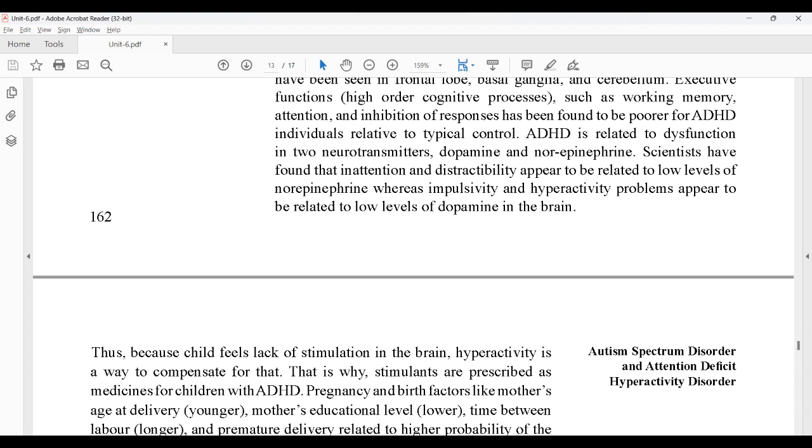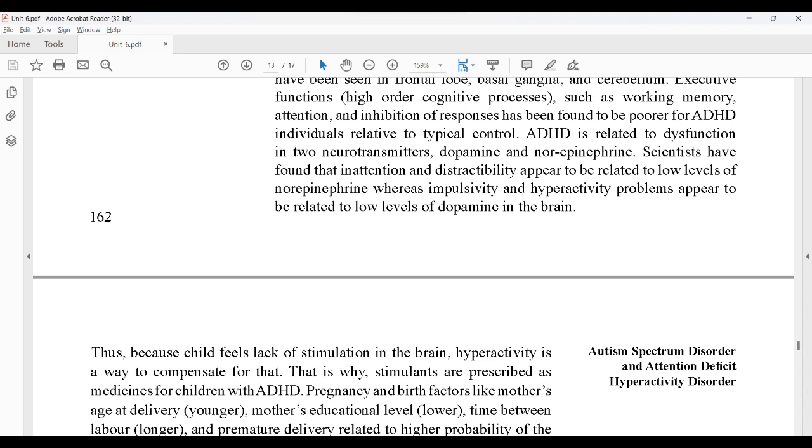ADHD is related to dysfunction in two neurotransmitters, dopamine and norepinephrine. Scientists have found that inattention and distractibility appear to be related to low levels of norepinephrine, whereas impulsivity and hyperactivity problems appear to be related to low levels of dopamine in the brain. Thus, because the child feels a lack of stimulation in the brain, hyperactivity is a way to compensate for that. That is why stimulants are prescribed as medicines for children with ADHD.